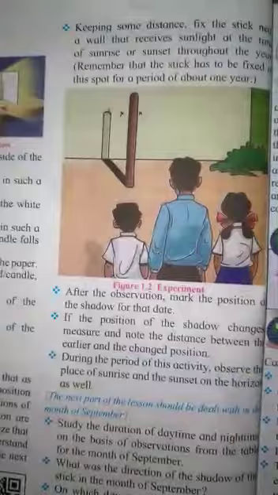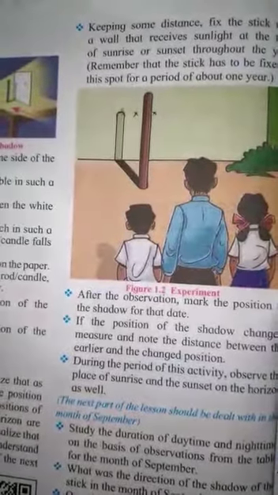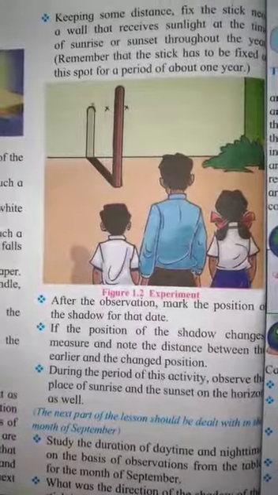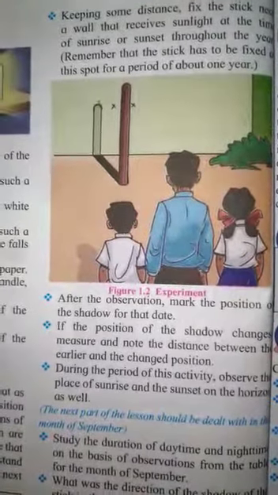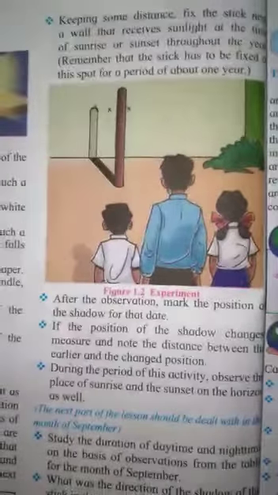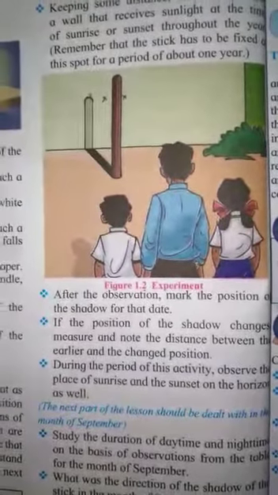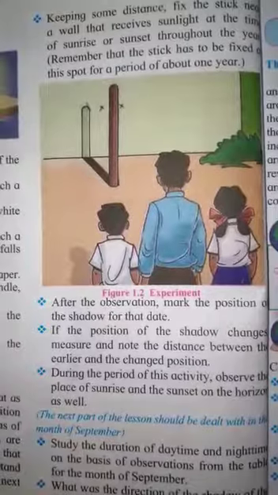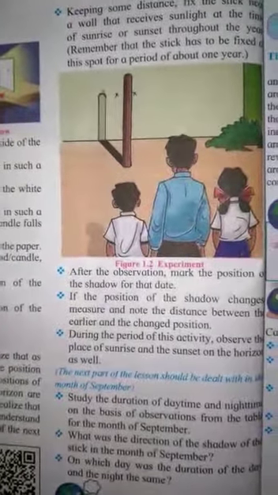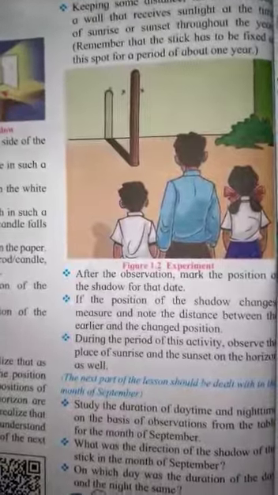What you have to do is place one stick near the wall so that the shadow falls on the wall. Every day you have to go there and mark the position of the shadow as per the date. You will find that the shadow of that stick changes as the day changes.